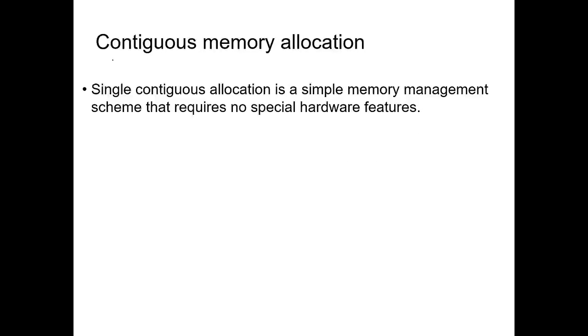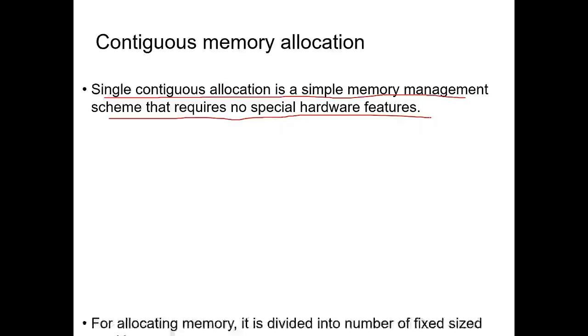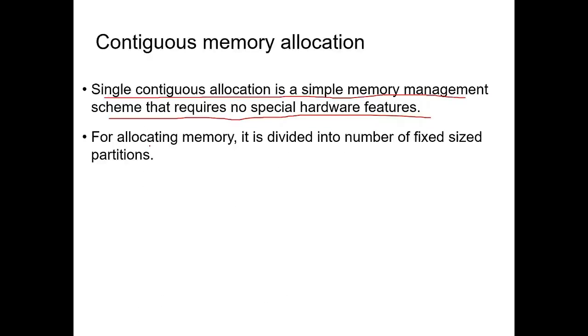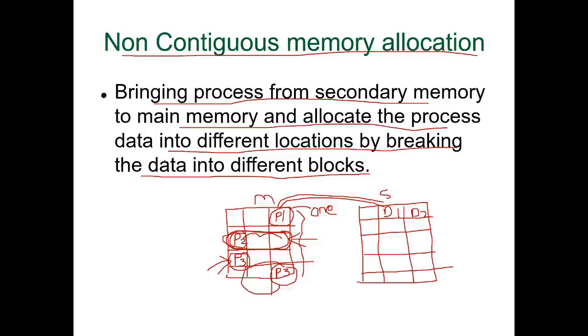So, contiguous memory allocation. Single contiguous allocation is a simple memory management scheme that requires no special hardware support features. This technique, contiguous and non-contiguous, is implemented inside the operating system. In every operating system, you will find that no external devices or drives are needed. For allocating memory, it is divided into a number of fixed size partitions. As I told you, the secondary memory or the primary memory, the main memory, is divided into fixed size blocks. You can see here.